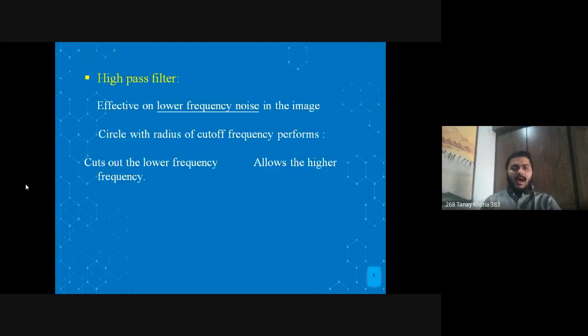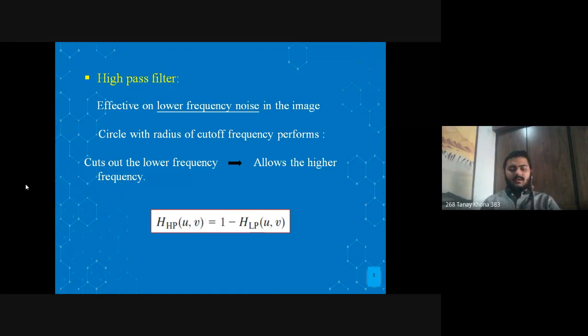Same is for high pass filter. High pass filter is basically the opposite of low pass filter. It is effective on the low noise which is there in the low frequency region of the image. If we get the condition for low pass filter, 1 minus that condition will essentially give us the condition for high pass filter. Anyways, in our code we have specified the condition for high pass filters also using the transform function and all.